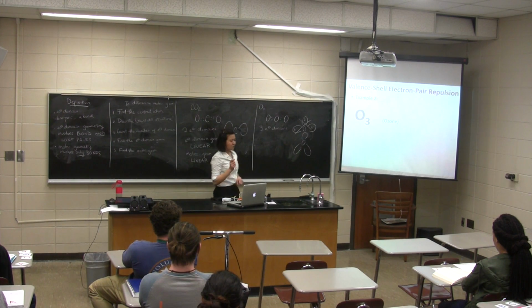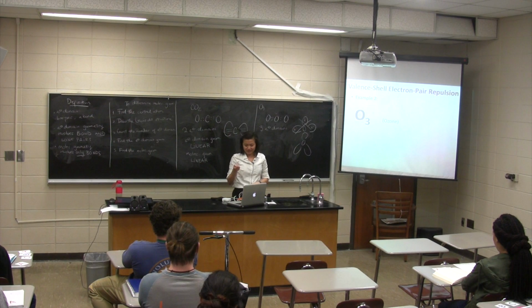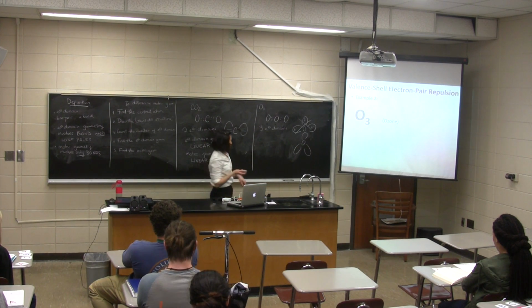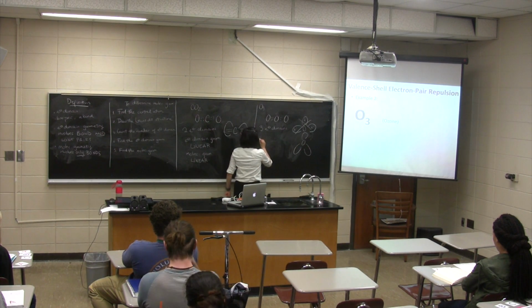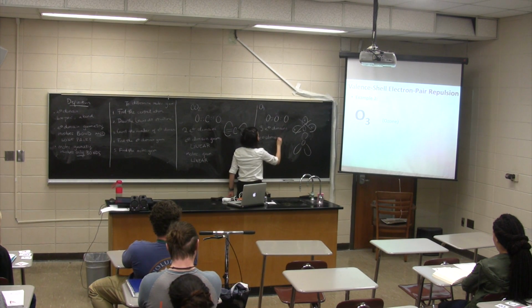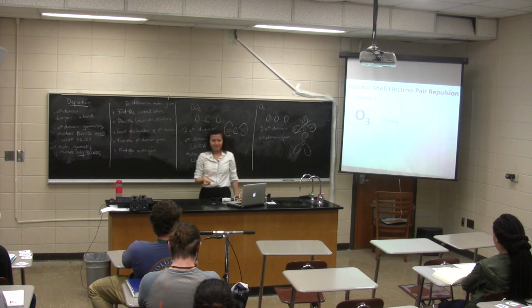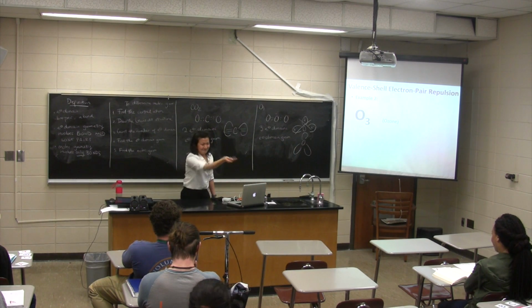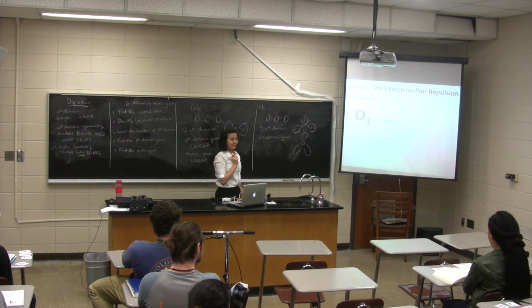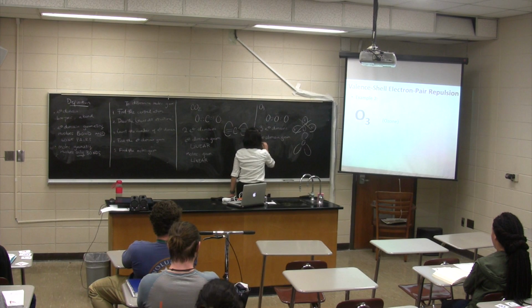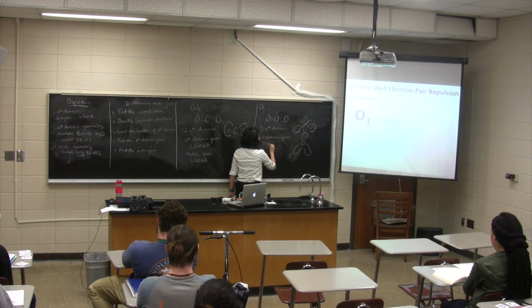Now, I want you to refer to your reference table and tell me, for 3 electron domains with this particular shape, what is the electron domain geometry? I'm going to point to someone else. It should be trigonal planar. Trigonal planar, very good. Because it looks like a triangle.